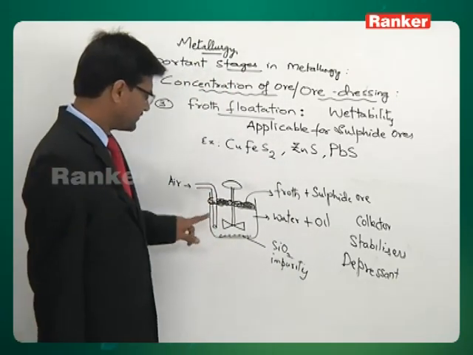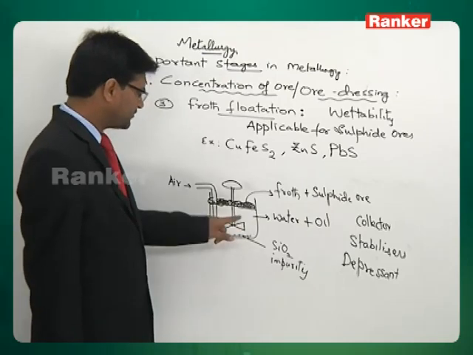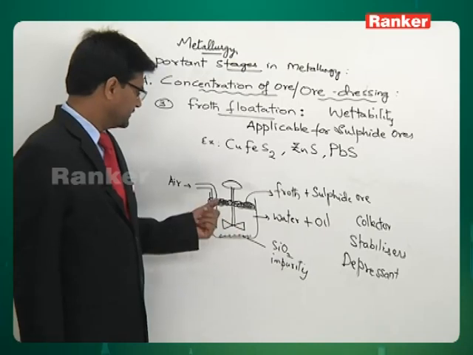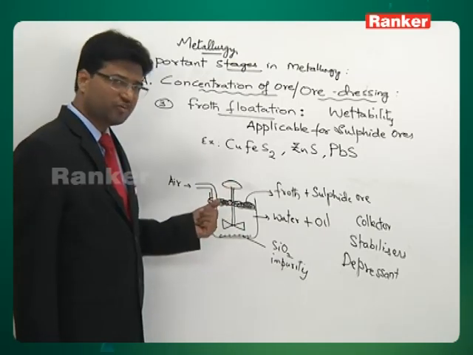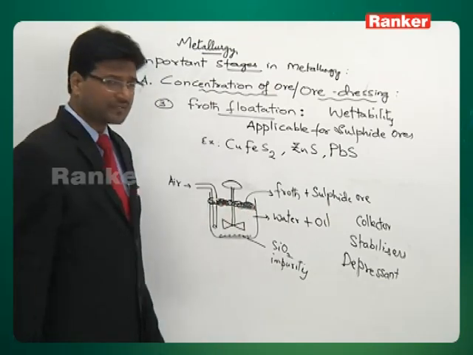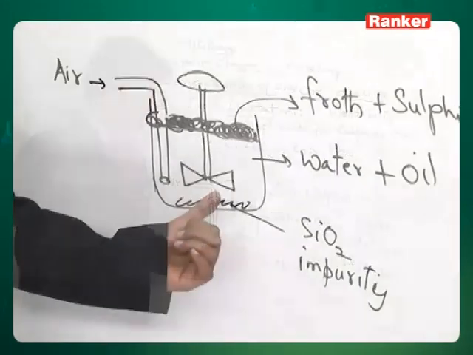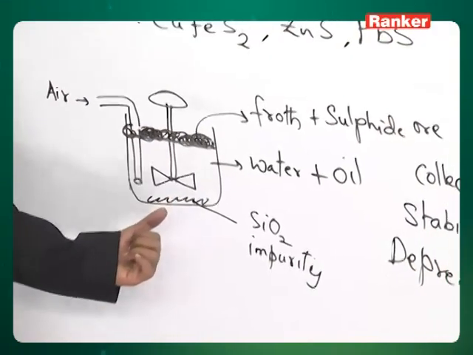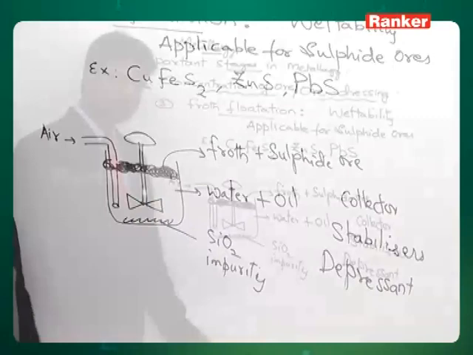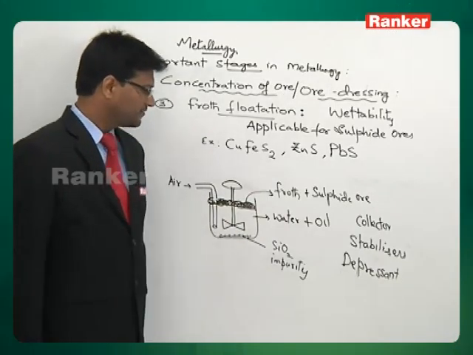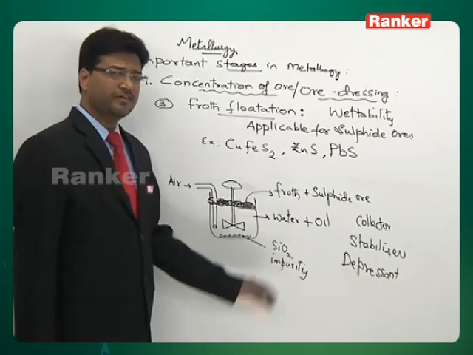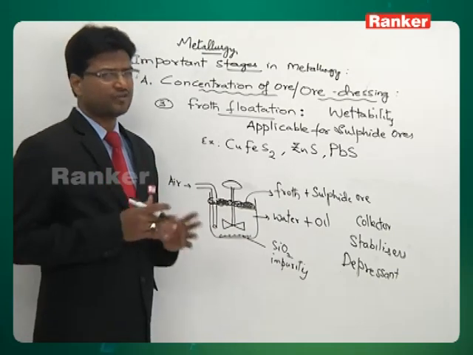Just look at the diagram once again. You have a large tank containing water and oil. You agitate the mixture and then introduce air also. Froth is produced. The ore particles stick to the froth. The heavy particles of SiO2, I mean the hydrophilic particles of impurity, will settle down and the froth is removed. It is allowed to collapse to recover oil as well as the ore.